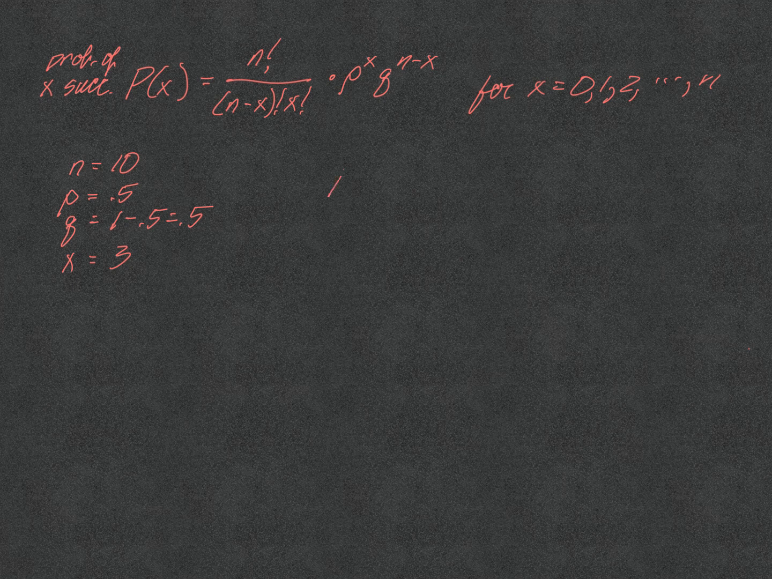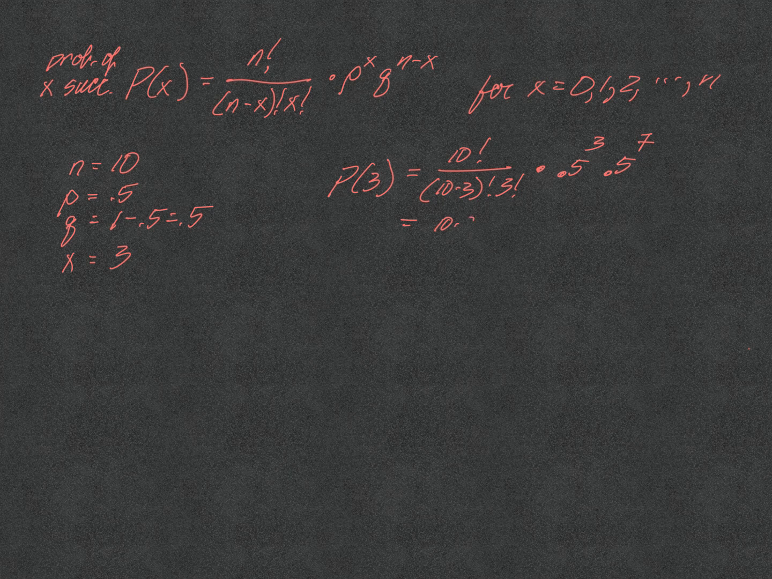Well, then we would say the probability of 3 successes is equal to n factorial, 10 factorial, over 10 minus 3 factorial times 3 factorial. So those are the n and x's, times the probability of success, 0.5 cubed, and then the probability of failure, 0.5 to the 7th. N minus x is 7. And so we would figure this out.